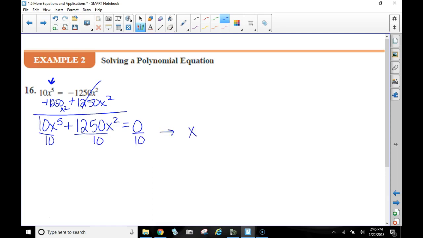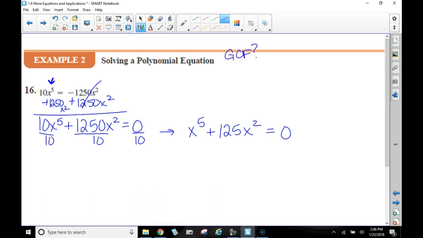So now I have x to the 5th plus 125 x squared equals 0. If I would divide everything through by x squared, that would eliminate one of my answers, and I need 5 answers. That would take that down to a degree 3. All right, so now, again, start with the factoring.